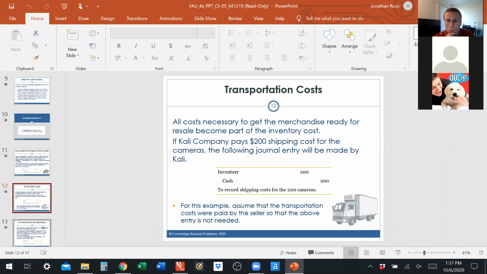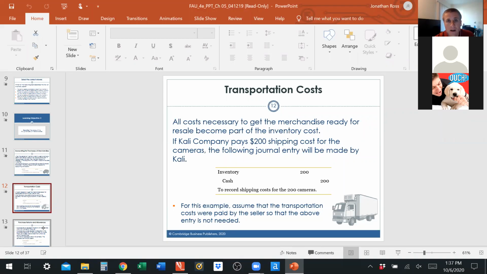All right, what does Kaylee do in regards to transportation costs? So Kaylee spends $42,000 to buy those 200 cameras. That's just what they paid for the cameras. What if Kaylee has to pay for the shipping on those cameras, which usually the buyer has to pay? Usually that's how it works. I mean, how many times have you bought something where you didn't have to pay shipping? Not too often, right? You usually when you buy something, you got to pay shipping.